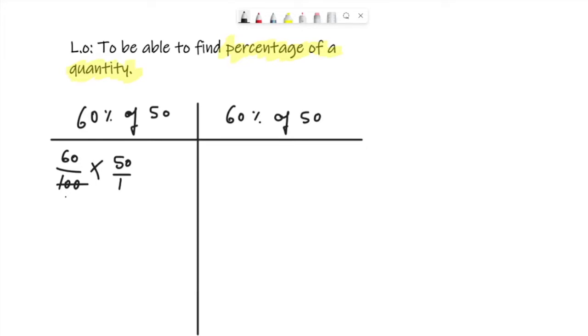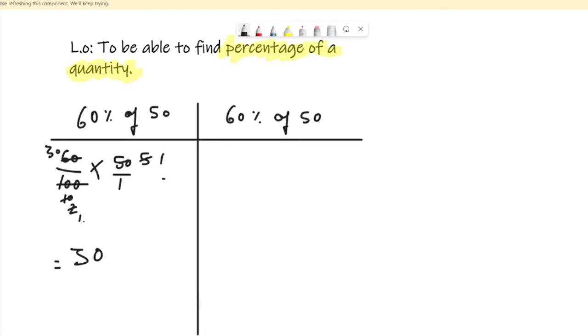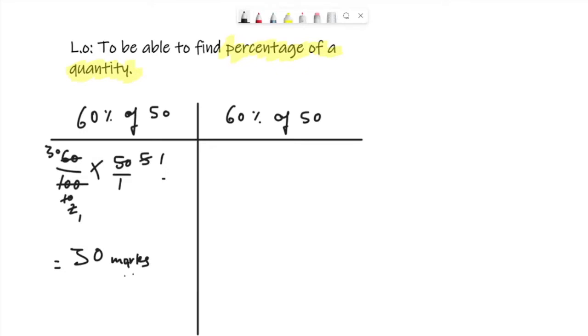So 5 times, let's do it by 10. 10 times 10 is 100. 10 times 5 is 50. 5 times 1 is 5. 5 times 2 is 10. Okay, let's simplify 2 and 60 now. 2 times 1 and 2 times 30. 30 multiplied by 1 is 30, and there is nothing in the denominator. 1 times 1 is 1, so it's just 1. Which means you scored 30 marks.